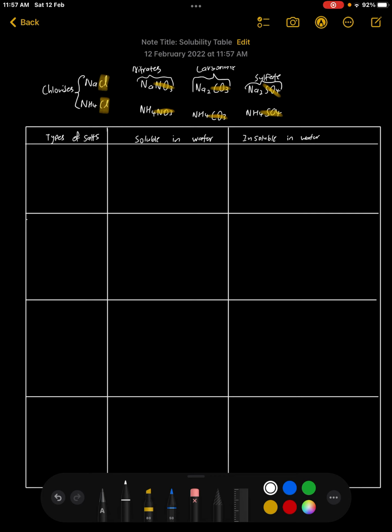So now, let me go through with you the different kinds of salts, whether they are soluble in water or insoluble in water. Soluble in water means that the salt can dissolve in water, whereas insoluble in water means unable to dissolve in water. Okay, so first, let's remember the types of salts. All SPA salts refers to your sodium, potassium, and ammonium salts.